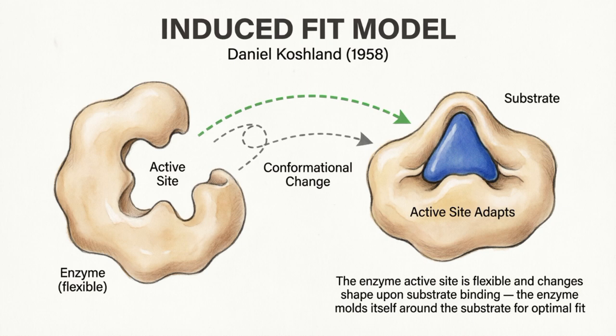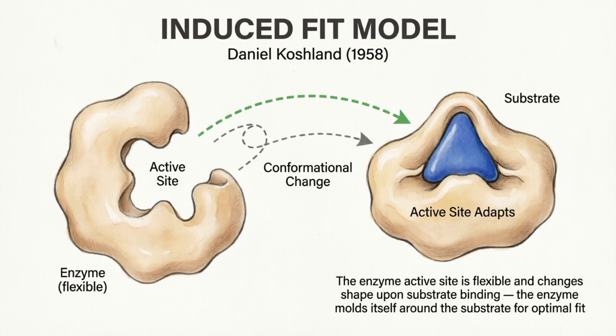Pay attention to the arrows connecting these two states. A green dashed arrow curves from the initial enzyme to the final adapted enzyme, showing the direction of conformational change. A gray dashed arrow points from the initial active site toward the adapted state, emphasizing the structural transformation.